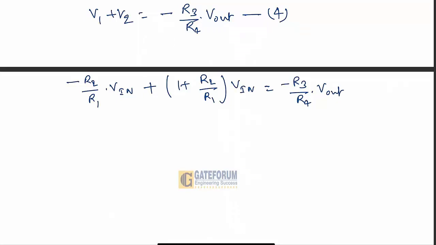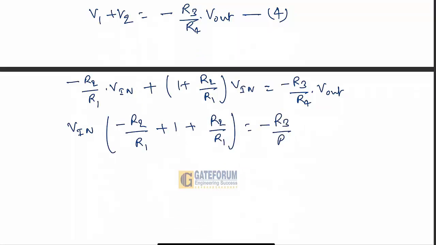Now if you solve this, Vin is common to both terms, so this can be written as minus R2 by R1 plus 1 plus R2 by R1 is equal to minus R3 by R4 into Vout. The terms minus R2 by R1 and plus R2 by R1 cancel each other. So we get Vin is equal to minus R3 by R4 into Vout.